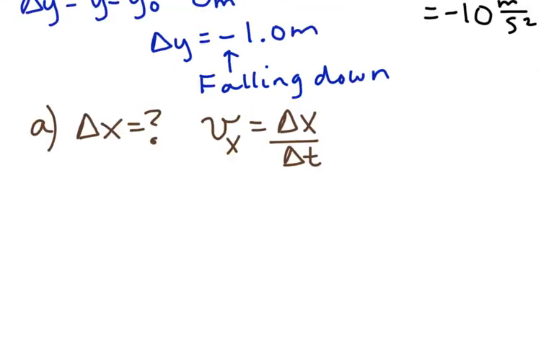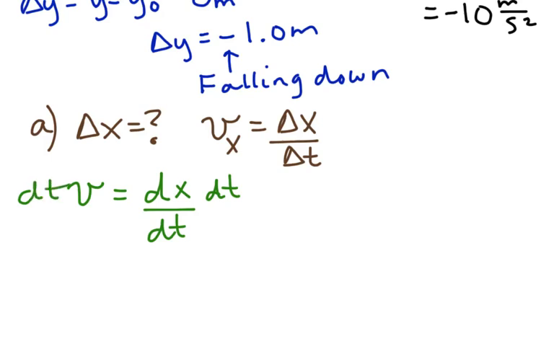Keep in mind, we know how to derive this equation now using calculus, so let's just review that briefly. We actually know that your instantaneous velocity is equal to dx over dt. By separation of variables, we multiply both sides by dt.